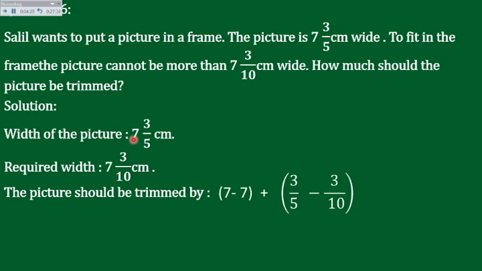So first of all, we need to subtract the whole numbers. Here I subtracted the whole numbers, 7 minus 7. Always put a plus sign between them. Always put a plus sign after performing the subtraction of the whole numbers. Then take the fraction part, 3 upon 5 minus 3 upon 10.